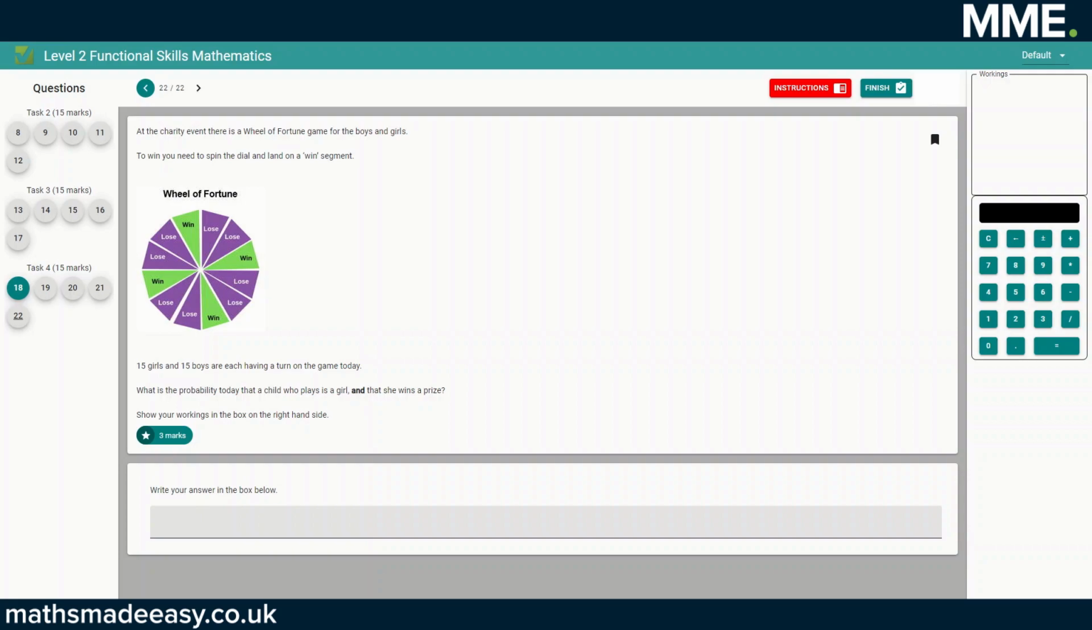Now onto the final question of the paper. We're told at the event there will be a Wheel of Fortune game for the children. To win the Wheel of Fortune, you will need to spin the dial and land on one of the 4 green win segments. Given that 15 girls and 15 boys are each having a turn on the game today, we're asked to calculate the probability that a child who plays is a girl and that she will win a prize.